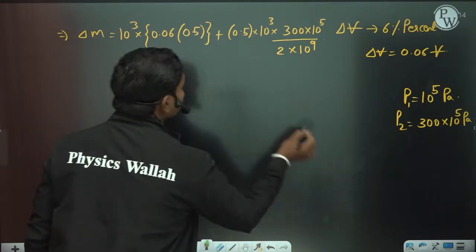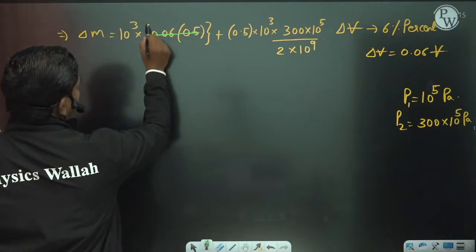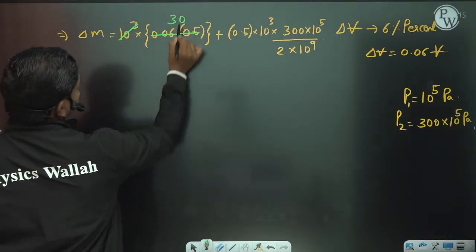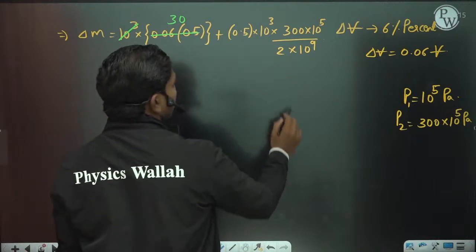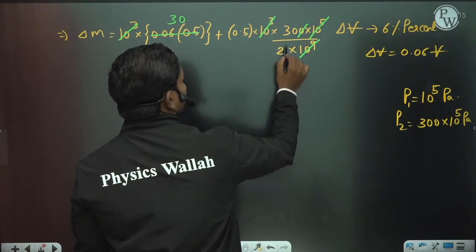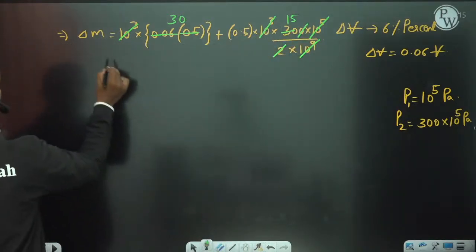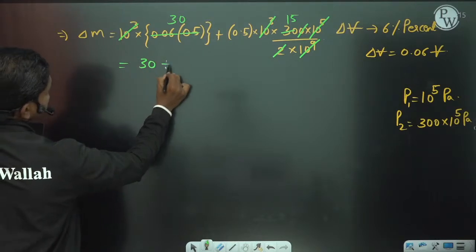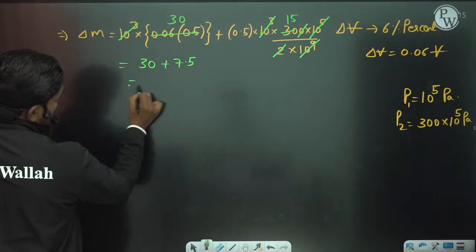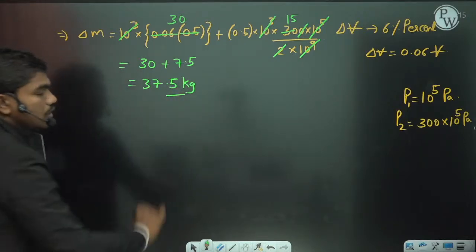If you calculate this value, this 0.5, this 0.06 and this 10 cube can cancel and will give you 30. And here if you check the calculations, 10 power 8 and 1 will cancel this, and you have this as 15 times. So 0.5 into 15 is 7.5. So this is 30 plus 7.5, so total 37.5 kgs of excess water is needed for the pressurization process.